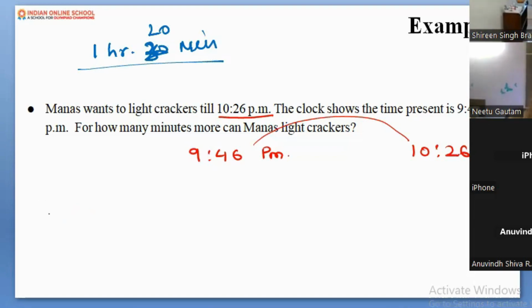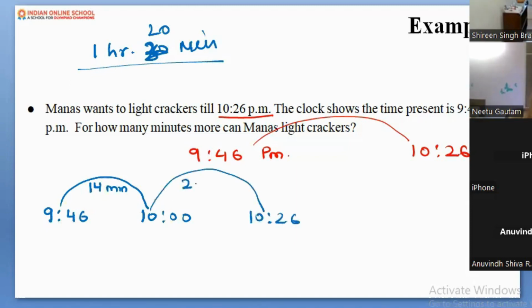The correct solution is, from 9:46 to 10, we have 14 minutes. And then he wants to burn crackers till 10:26, so we add 26 minutes more. With 26, if we add 14, it's 40 minutes. Absolutely correct. So Manas had 40 minutes more to burn the crackers. Understood, Devik? Yes, ma'am.